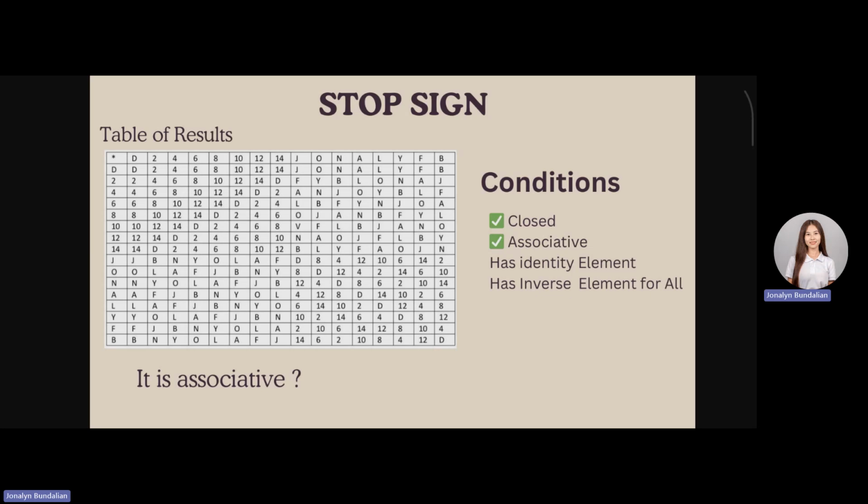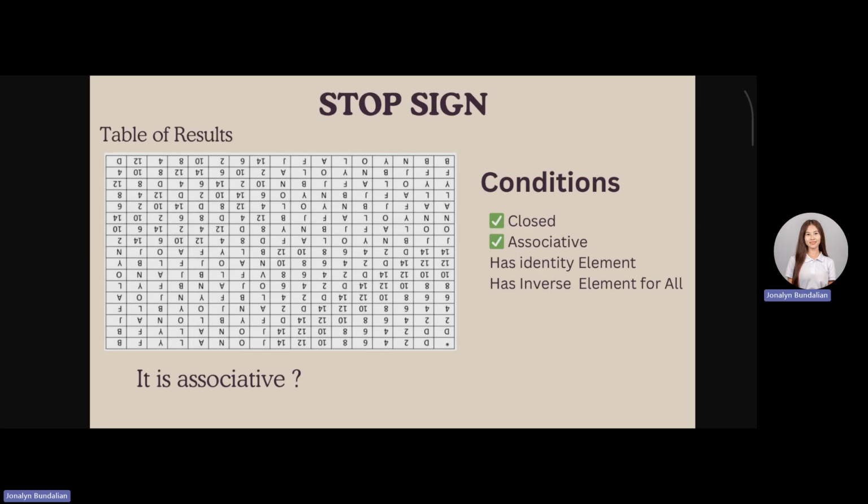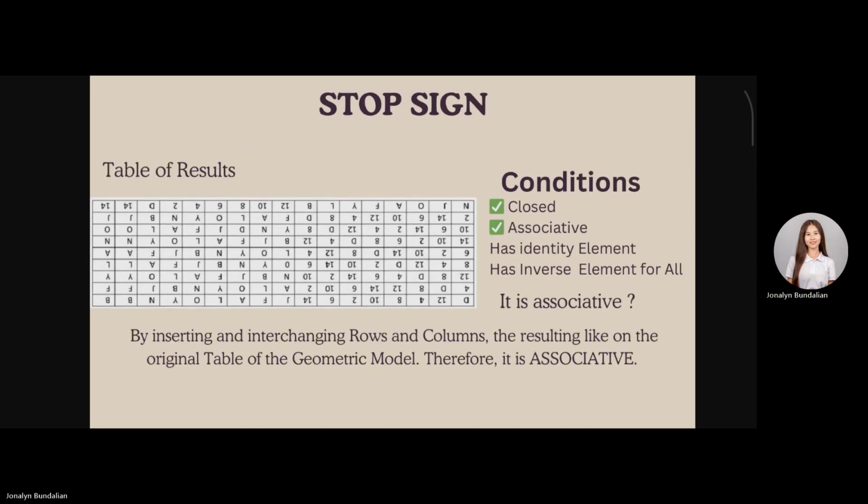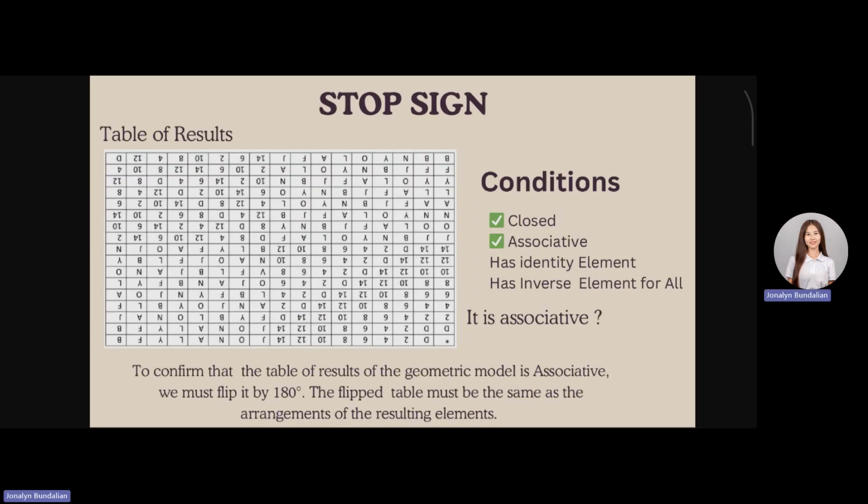Next condition is associativity. To test the associativity, we flip the table 180 degrees and compare it to the original. If the new arrangement matches the first, the operation is associative. So our model passed this test, confirming this group property. The table stays the same after flipping. After flipping and rearranging, it shows that the grouping does not affect the result, so it is associative.